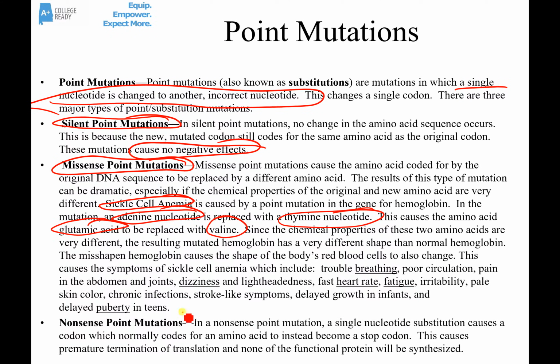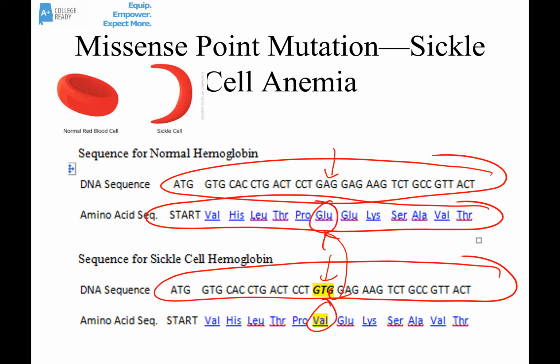While we're here, let's also talk about nonsense point mutations. This is when a single nucleotide substitution causes a codon which normally codes for an amino acid to become a stop codon. So this causes the termination of translation to happen prematurely, and it's going to cause essentially none of the functional protein to be synthesized. These are pretty much always going to be very serious disease-causing mutations. So those are point mutations. They involve a substitution of a single nucleotide.